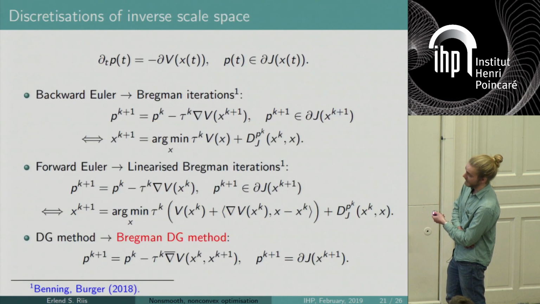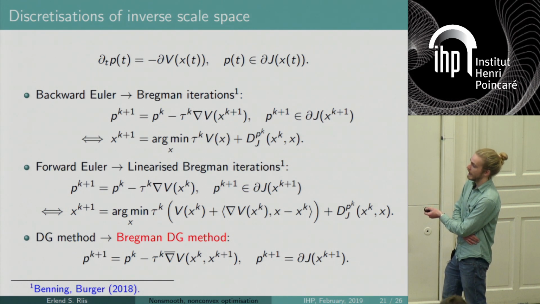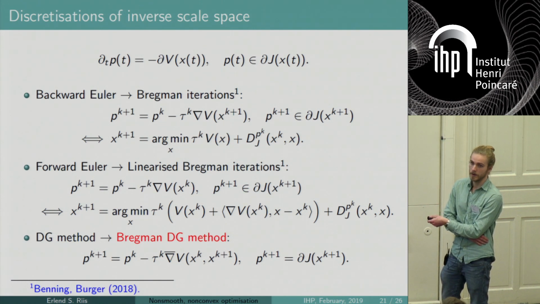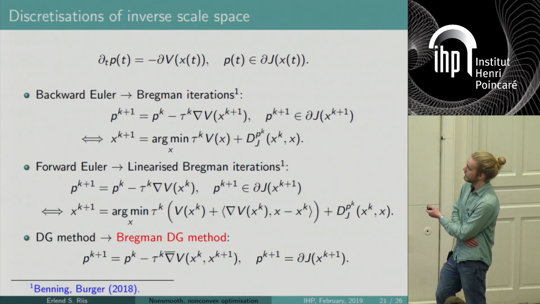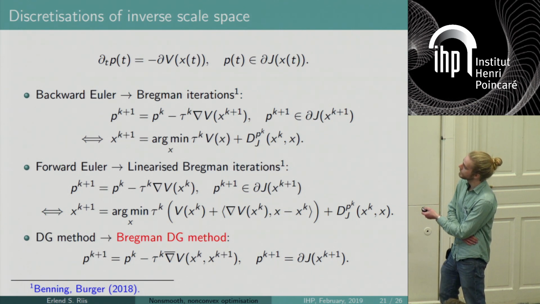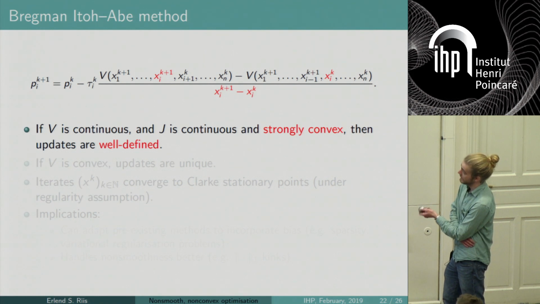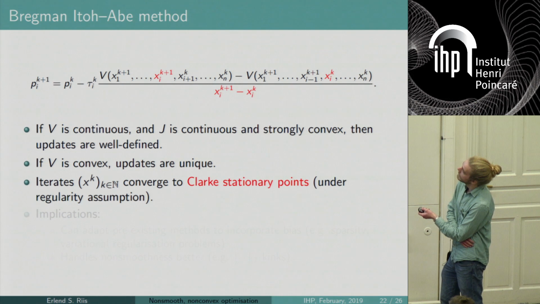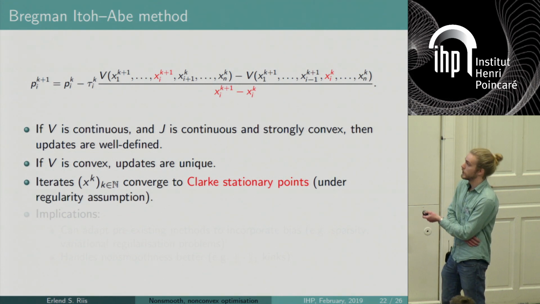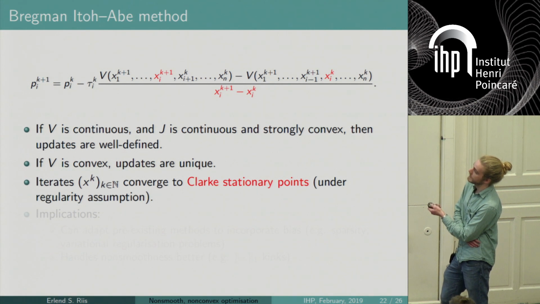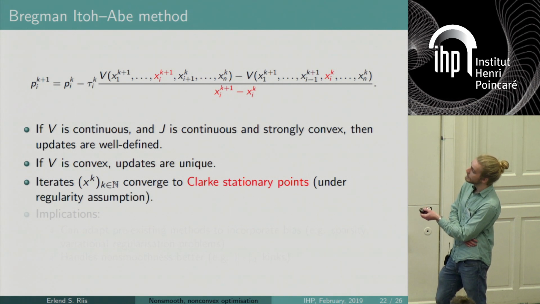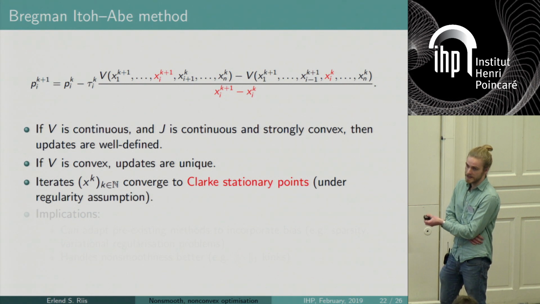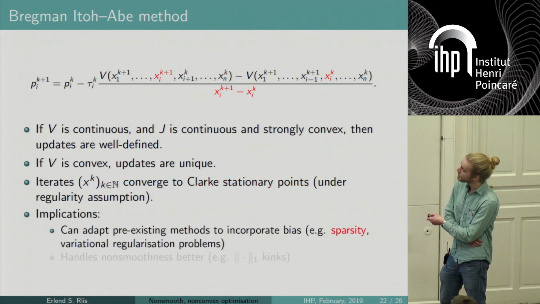And it basically has a nice dissipative structure in that now at each update you descend by the squared norm of the symmetrized Bregman distance between those two points. And if we apply this to the Itoh Abe method, then we can again show that it's a well-defined method. If V is convex, then the updates will be unique. And we can apply a similar analysis to show that the iterates will converge to Clarke stationary points of the function V. So you can also consider this in the same non-smooth, non-convex setting.